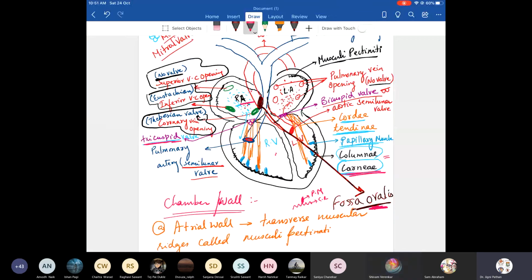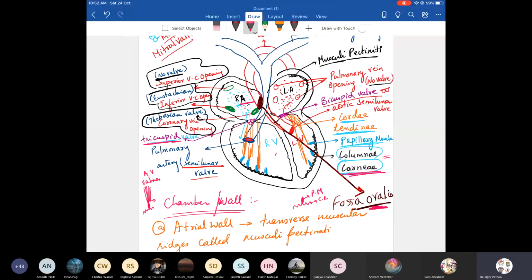Done. Now next, what are chordae tendineae? Chordae tendineae are the cords. If this is the ridge, if this is the papillary muscle, and here it's a cord. What type of cord is this? Collagen cord. One side it is attached to the papillary muscles. On the other side it is attached to valves. Which valves? AV valves. Tricuspid on the right side, and bicuspid valve on the left side. Is the point clear?